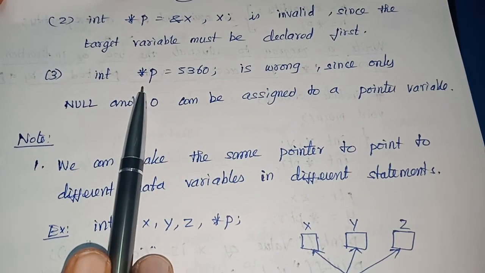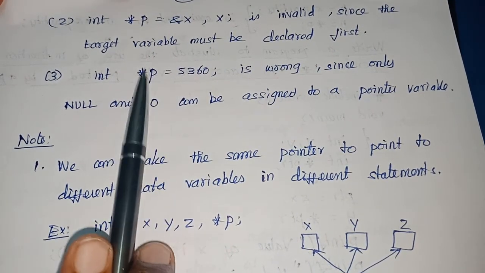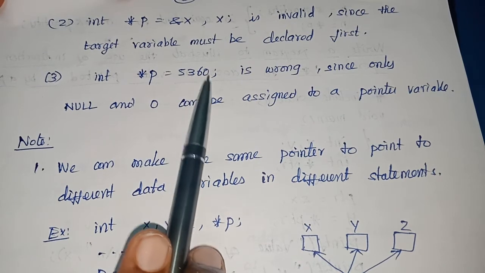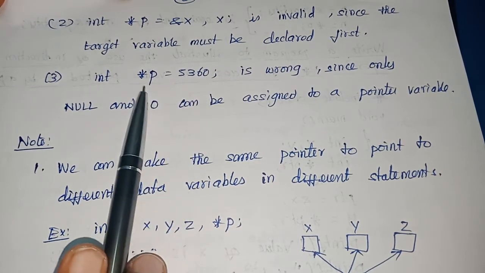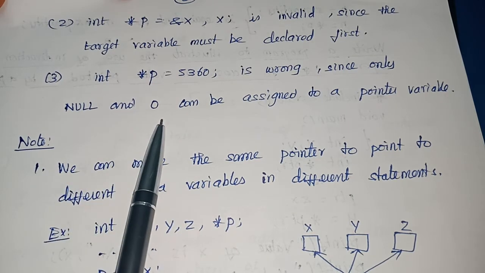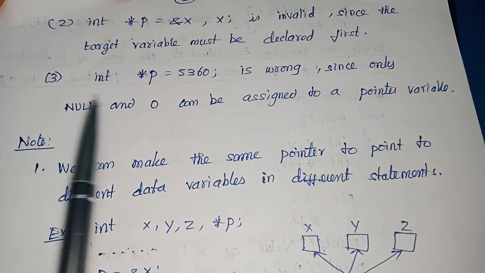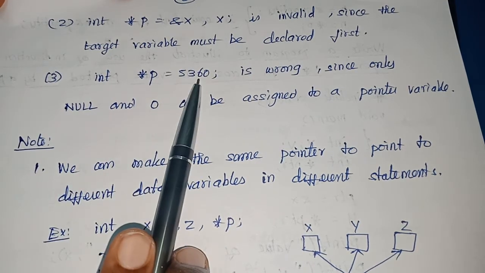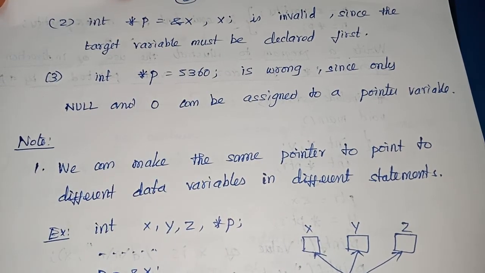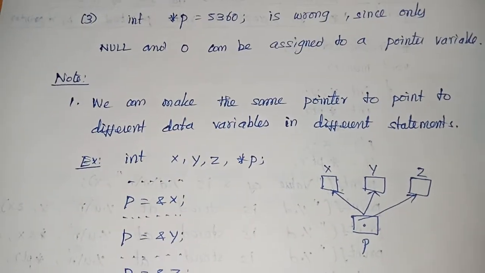Another wrong example, star p, where I am assigning the address as 5360. You cannot assign any address to a pointer variable other than null and 0. You can assign either null or 0 by yourself. Other than that, you are not supposed to assign any address to a pointer variable.